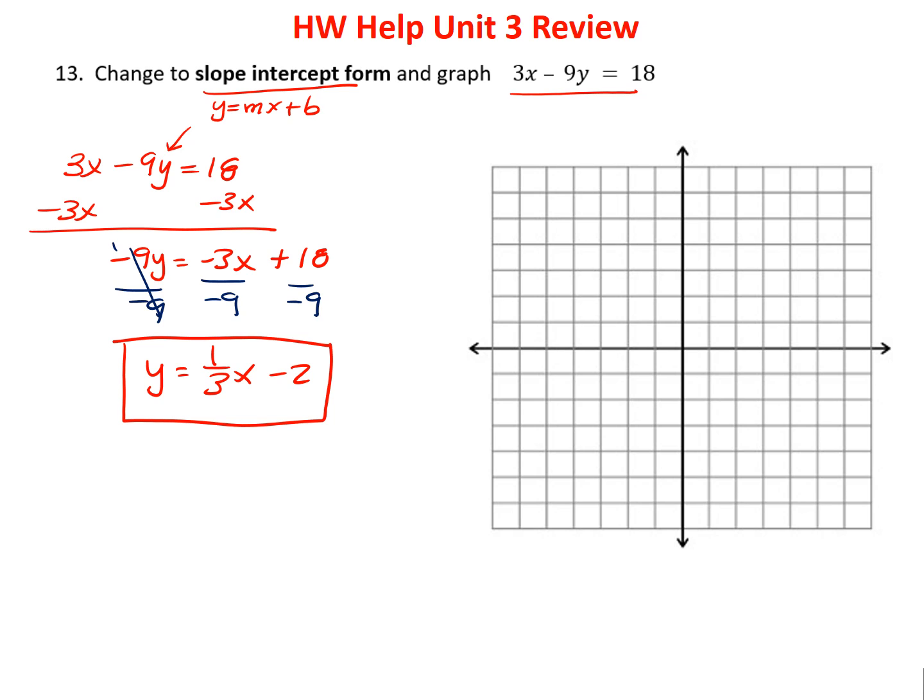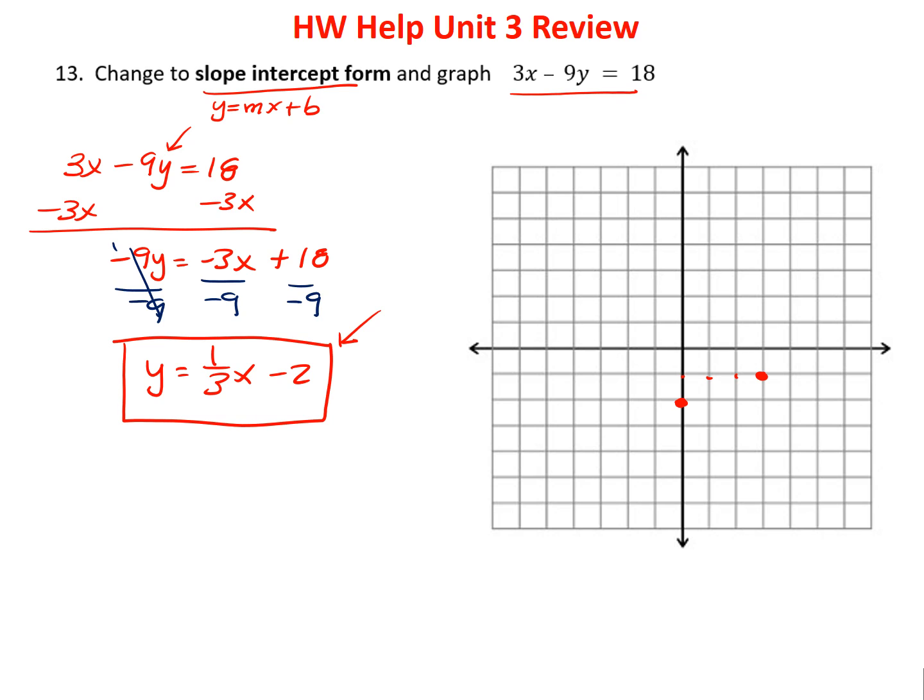Now we can graph it two ways. If we use this equation, we know that our y-intercept is negative 2. So y down 2, there it is, and it has a slope of 1/3, which means you go up 1 and over 3. And there's the point.